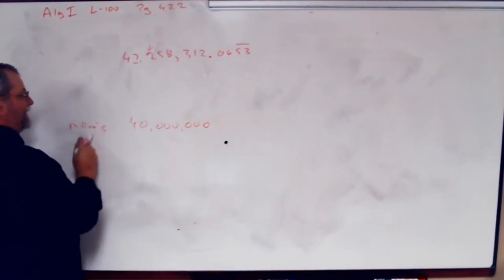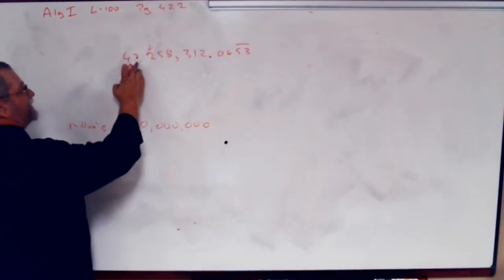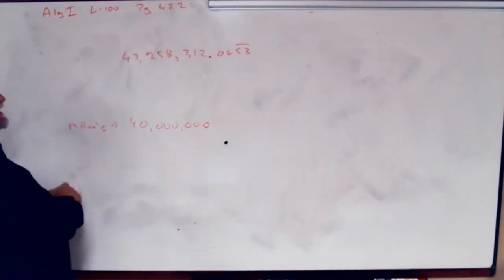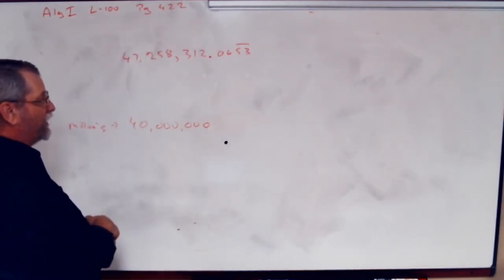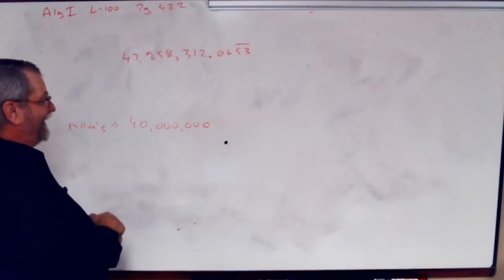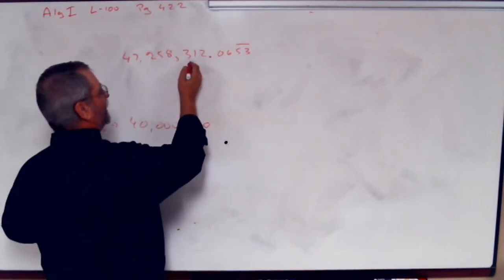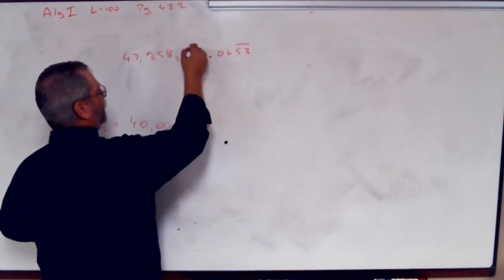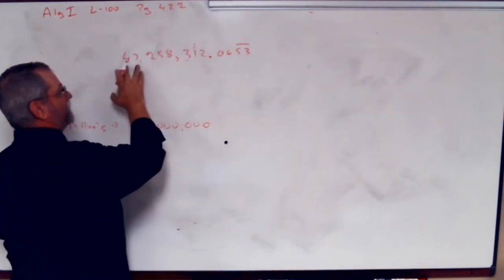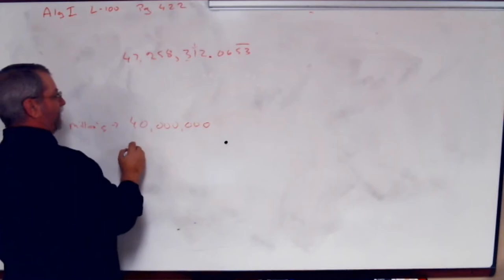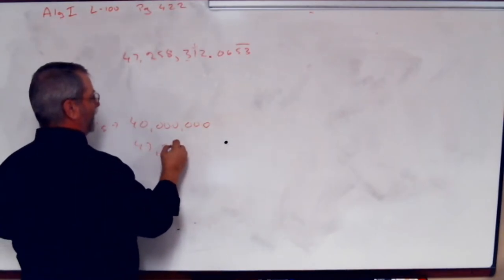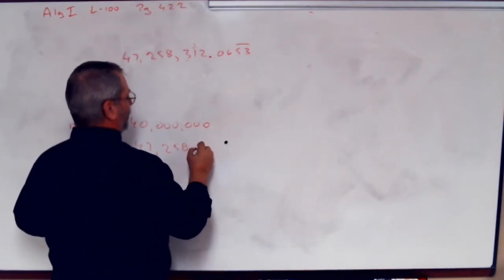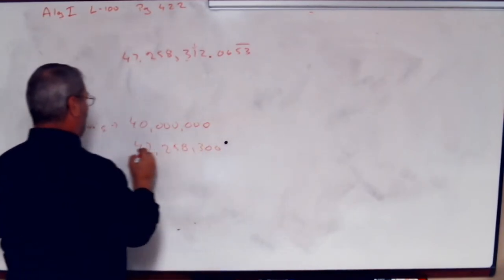Millions place, right here. Okay, if I take and round this number off to the hundreds place, 3 is in the hundreds place. I'm working with the 1. That 3 is going to stay the same. So do all these numbers. 4, 7, 2, 5, 8, 3, 0, 0. Hundreds.